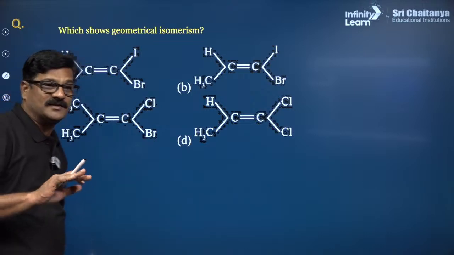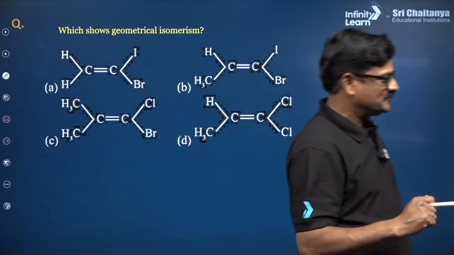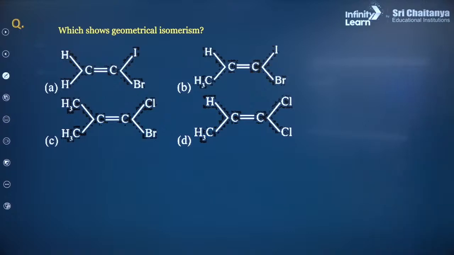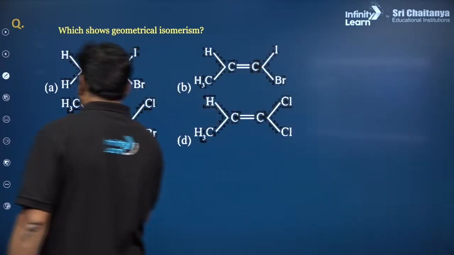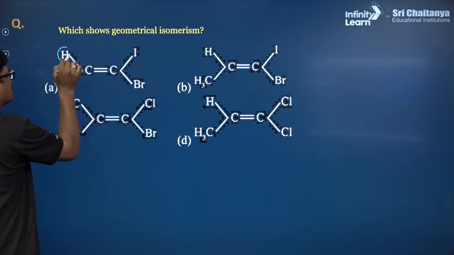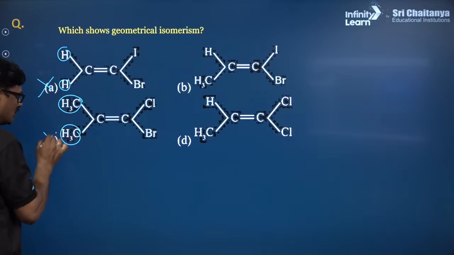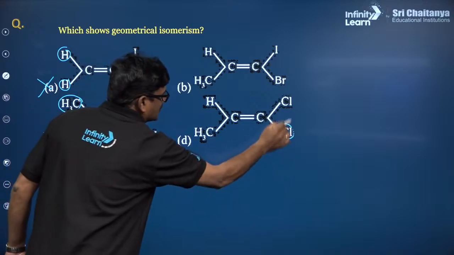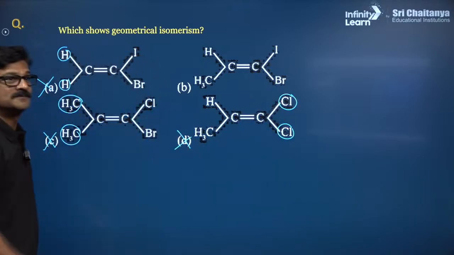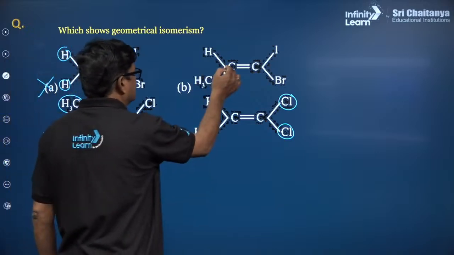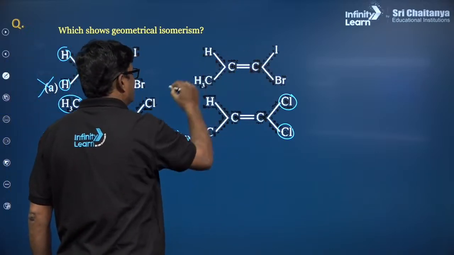You tell me. Apply the condition. Here, this hydrogen is same, does not show. Methyl groups are same, does not show. Chlorines are same, does not show. And this X and Y is different, A and B are different, so it can show.